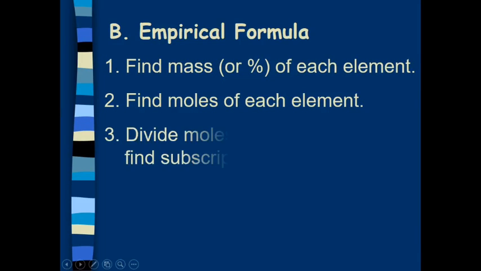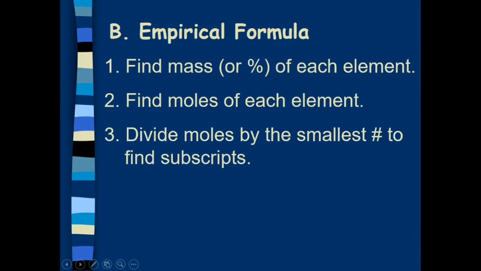Step number 3, you're going to divide the moles from step 2. Divide the moles that you get from step 2 by the smallest number answer in step 2 to find your new subscripts. You'll have to see this in action. I know it doesn't make a lot of sense right now, but we will divide each of our answers in step 2 by the smallest answer from step 2. This is where we get our new subscripts. Hopefully they're whole numbers. If not, we have a way to get around that.